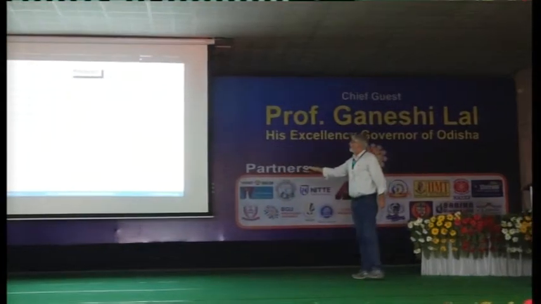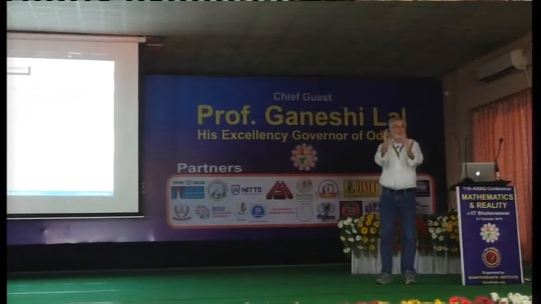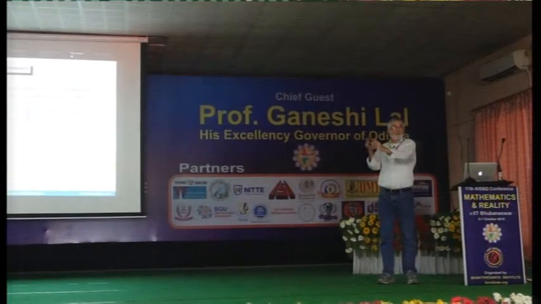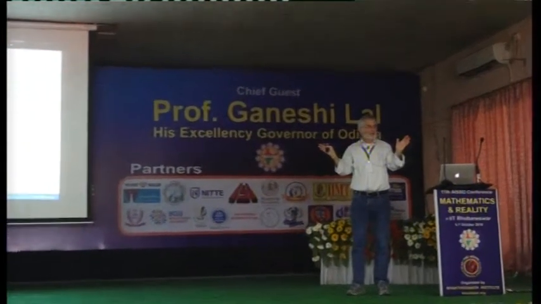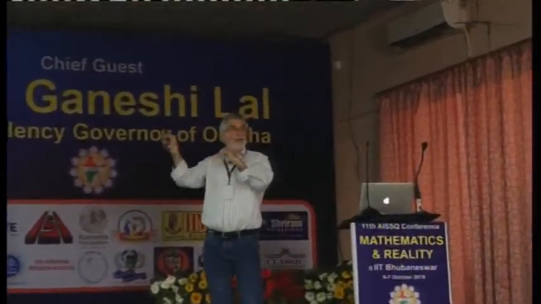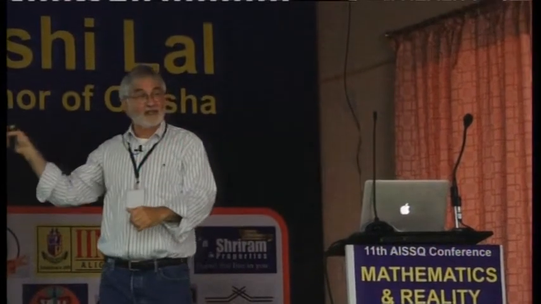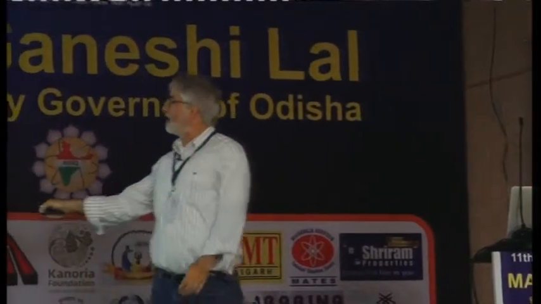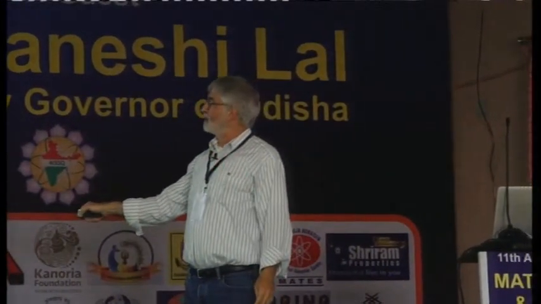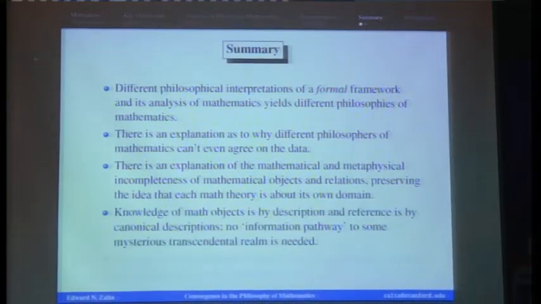So this explains why the different philosophers of mathematics can't even agree on the data. Basically, the Platonists who think mathematics is true and the fictionalists who think it's false, they're looking at the same formalism, but they have different interpretations of that formalism. The Platonists are focusing on the encoding readings, which are true, and the fictionalists are focusing on the exemplification readings, which are false. So this explains mathematical and metaphysical incompleteness, because the incompleteness comes on the encoding side, not on the exemplification side.